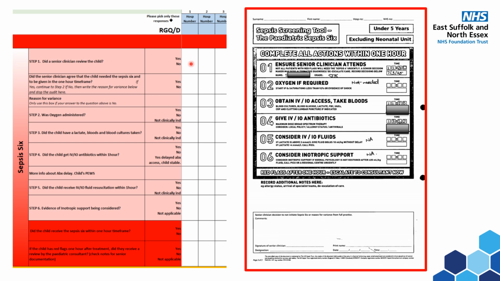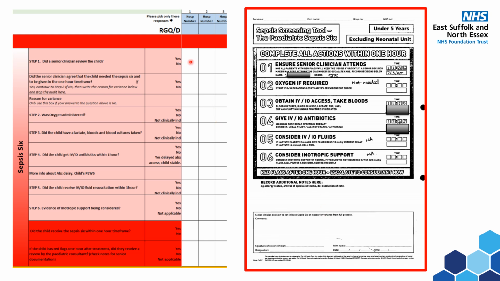If this back of the chart is completely blank, so they haven't documented anything, you can go and look at the medical notes to see if the ST4, the reg, has actually written in the medical notes that they've seen the child round about the time of 11:30, and if they've mentioned about sepsis and the plan of care there, that is acceptable to say yes in this box here. We're looking for an audit of the sepsis care, not necessarily whether they've written on this form.